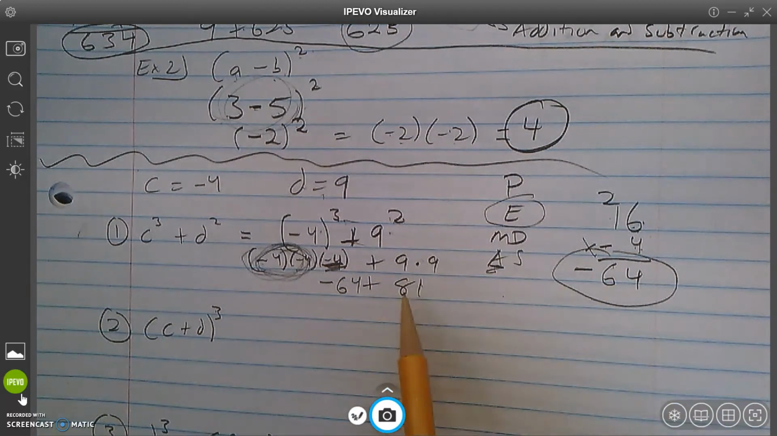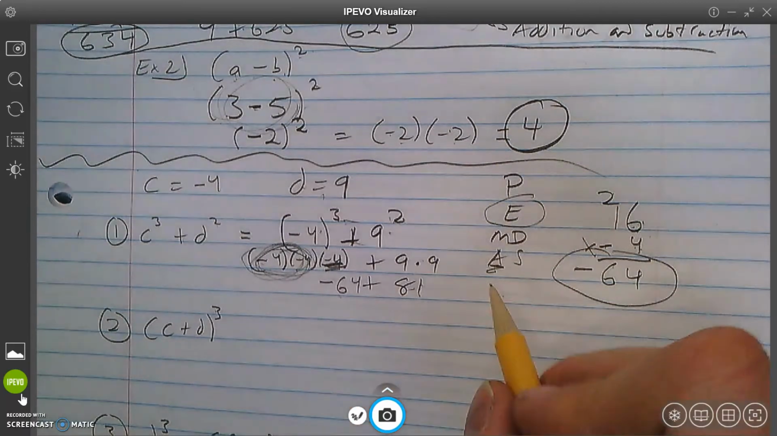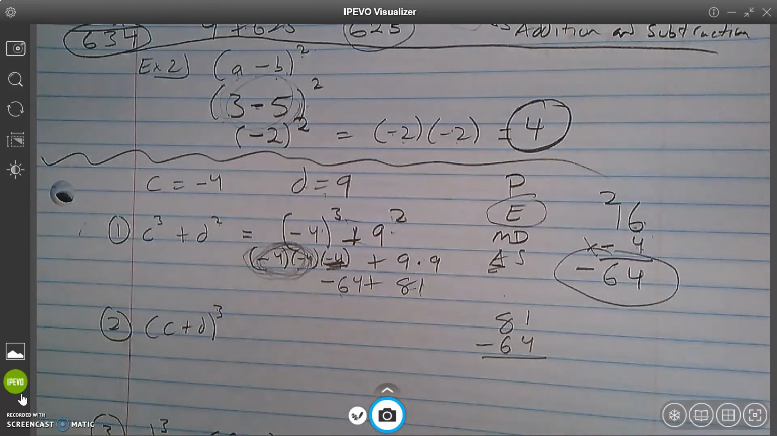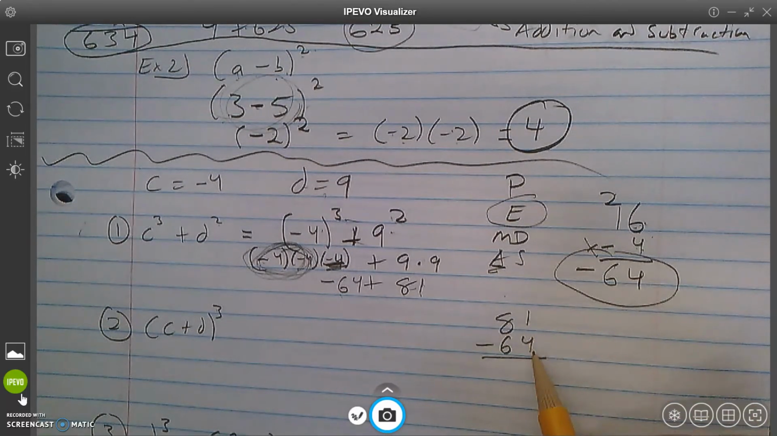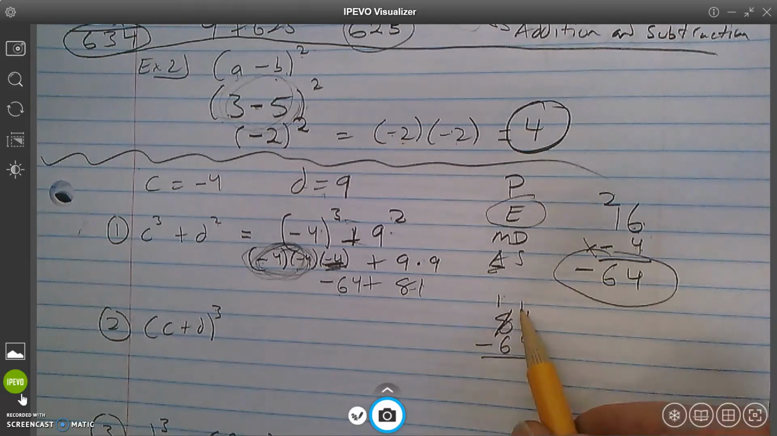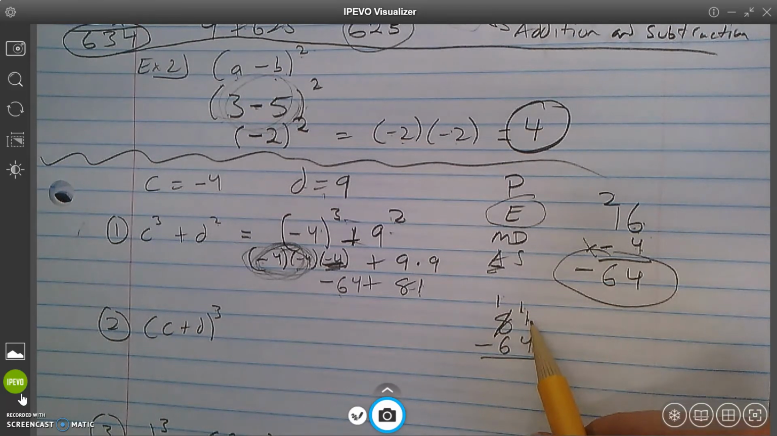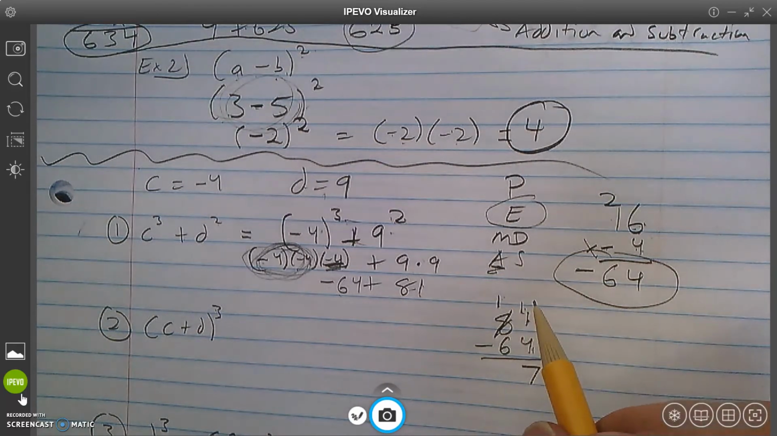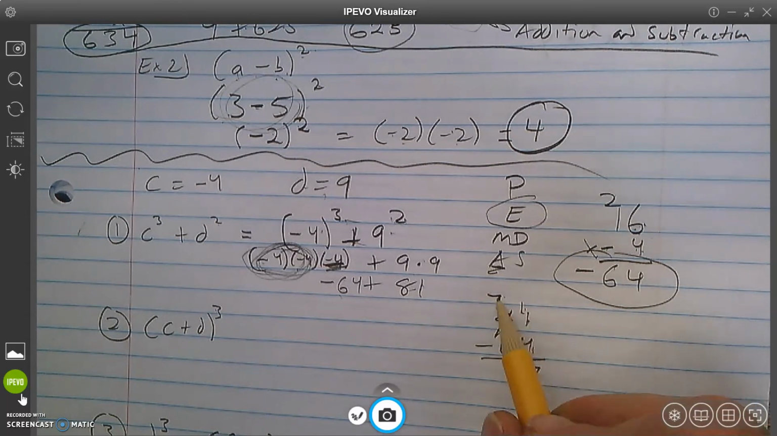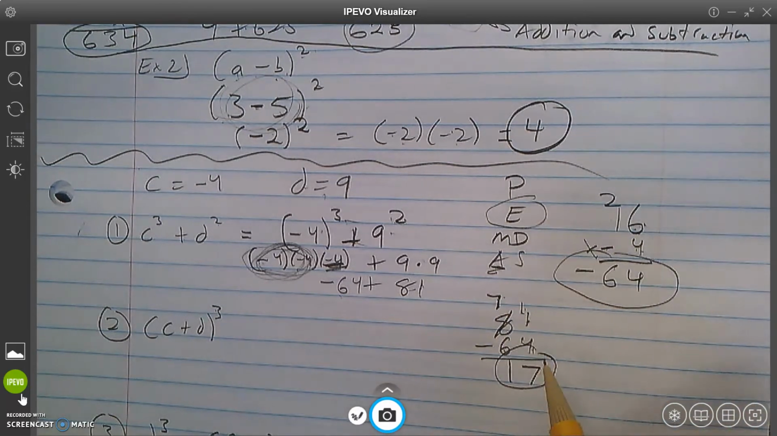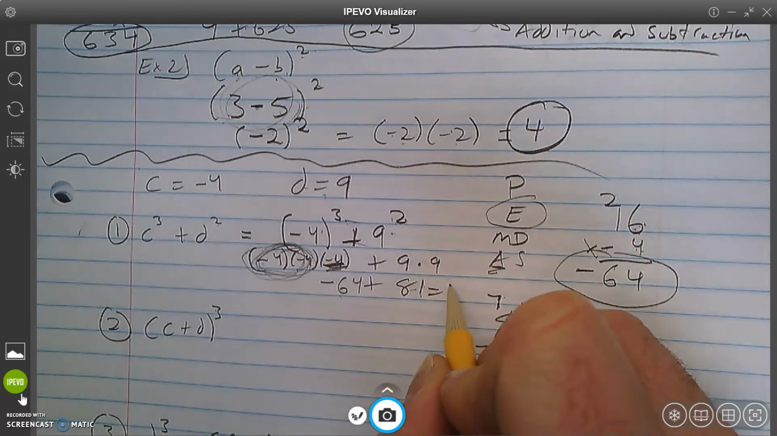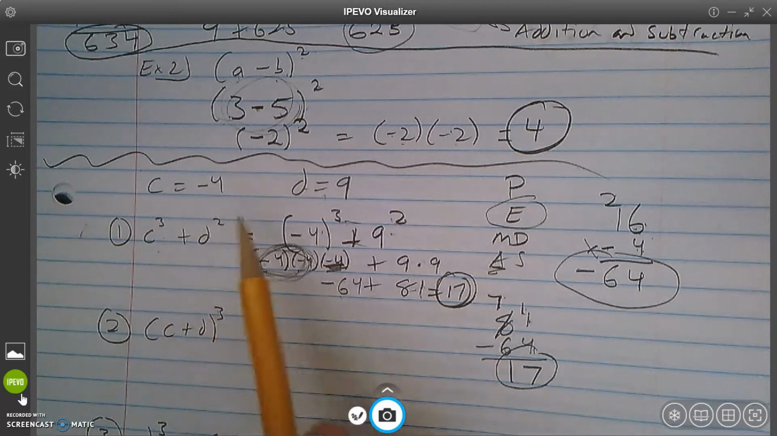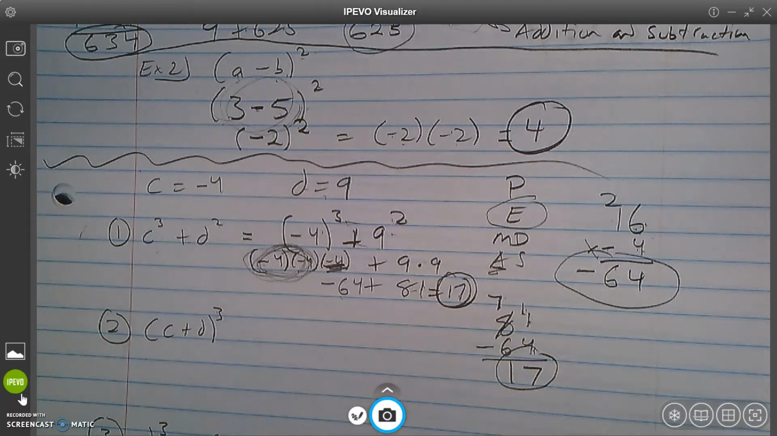Now, 81 minus 64, I can think of it that way. I can't subtract 4 from 1. I need to borrow a 10. So I'll make that 0 and 11. 11 minus 4 is 7. And then 7 minus 6 is 1. 17. So the answer is 17. So C to the third plus D squared equals 17.